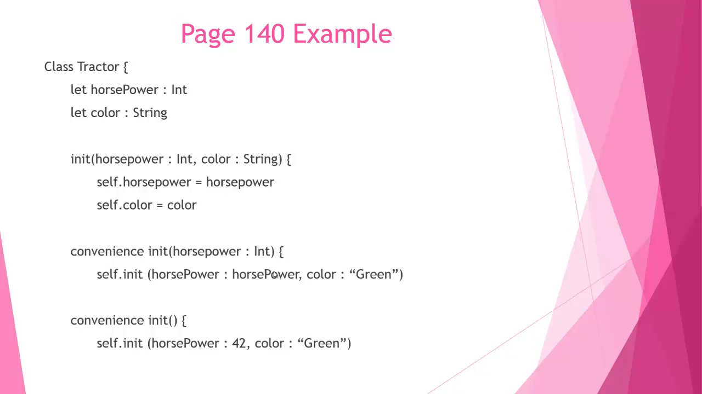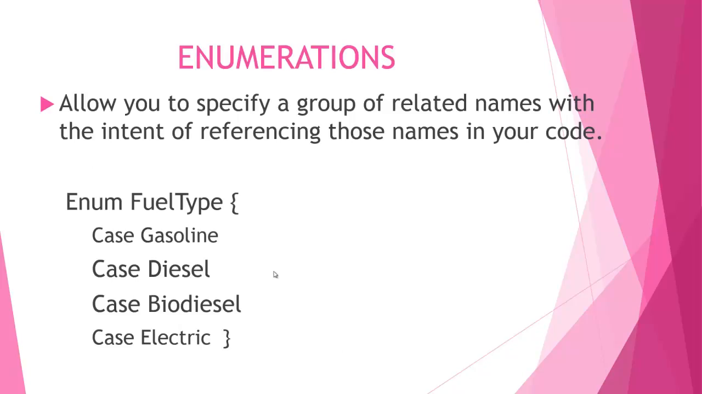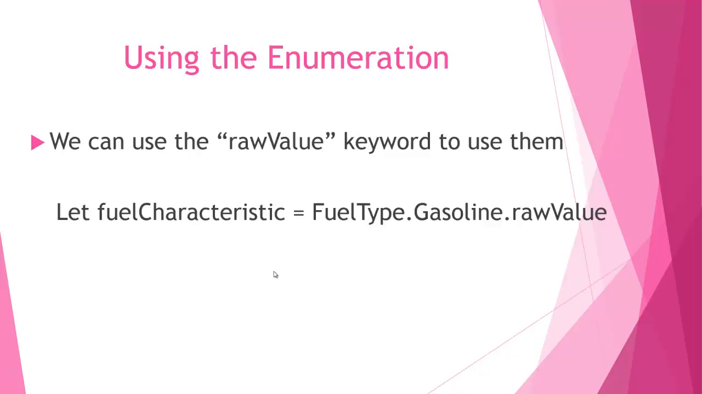And then your book gets into enumerations. Enumerations just allow you to specify a group of related names with the intent of referencing those names in your code. So if I'm going to have a bunch of different tractors, and some tractors can be gas, biodiesel, diesel, or electric, I just create an enumeration type, and then I can reference it using the raw value. So let fuel characteristic equal fuel type dot gasoline dot raw value.